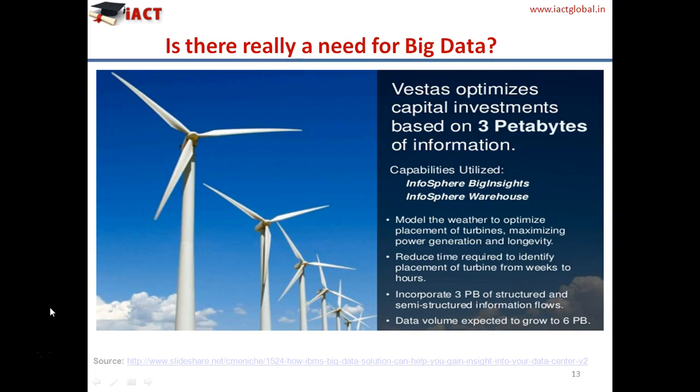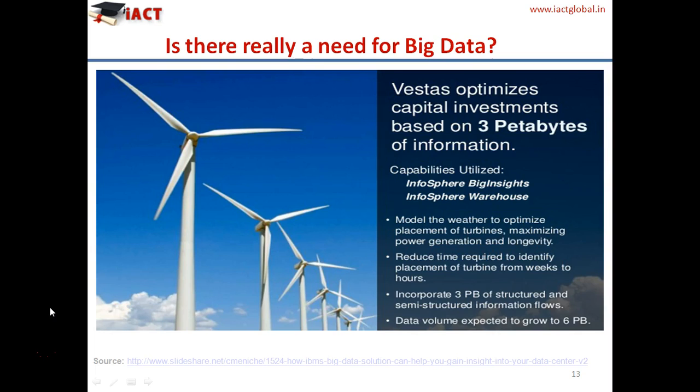Is there really a need for big data? Of course, yes, but let's find out how. Vestas is a company which optimizes capital investment based on 3 petabytes of information. They used IBM's products Infosphere BigInsights and Infosphere Warehouse to make informed decisions, which helped them a lot to know where they should be placing more turbines.